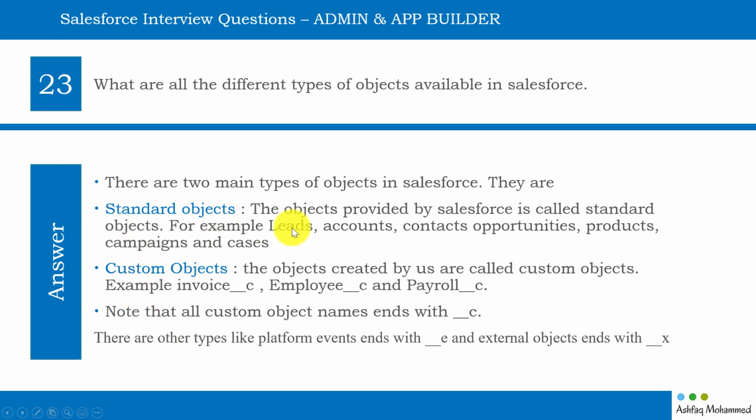Standard objects don't end with anything. If the name is lead, then the object name is also lead. In custom objects, if we create the object name as invoice, then the API name of that object becomes invoice underscore C. Okay, keep it simple.